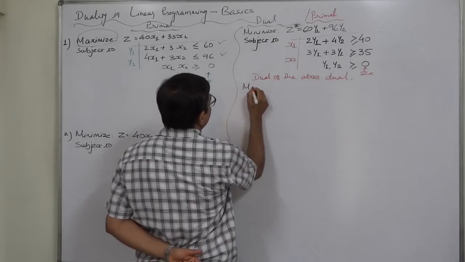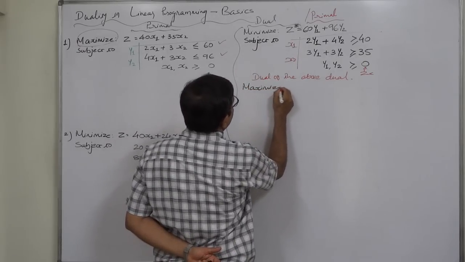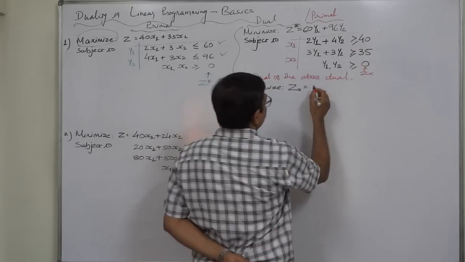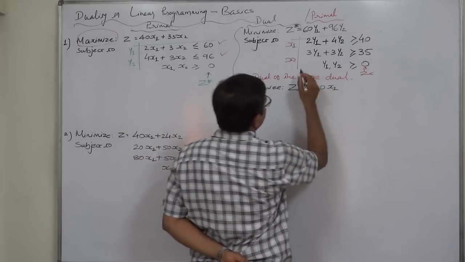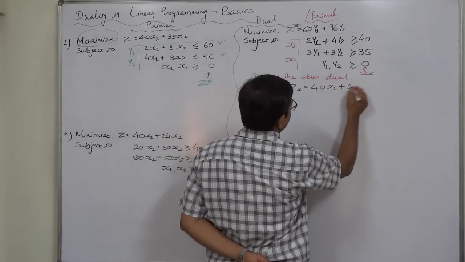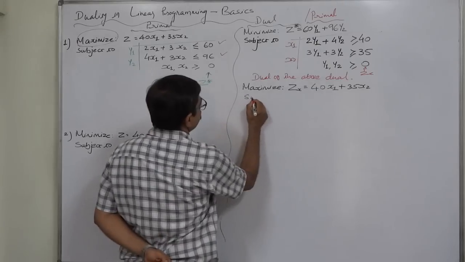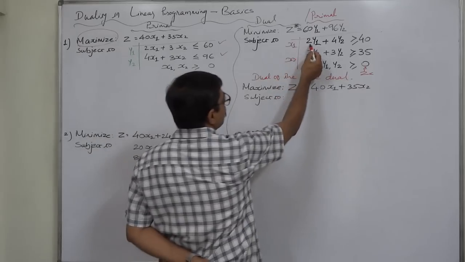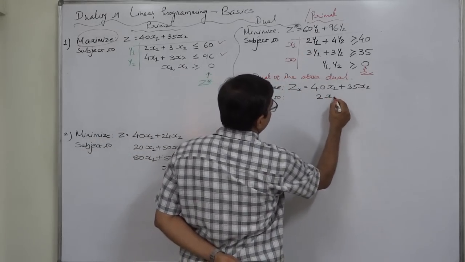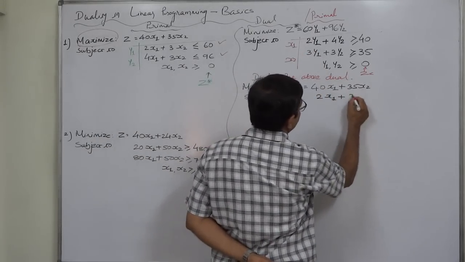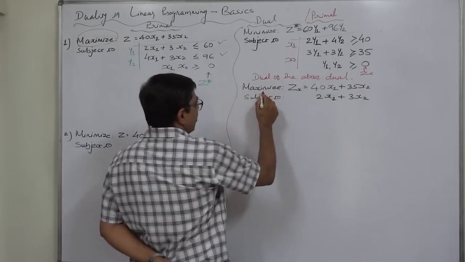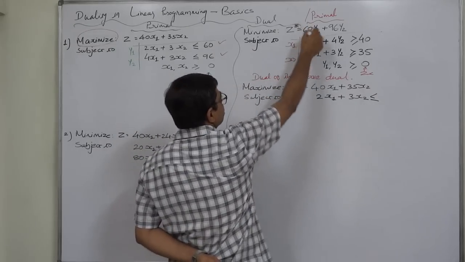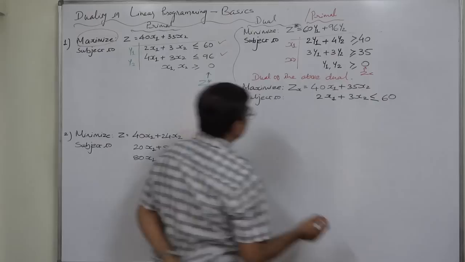Minimize, the objective will now be maximize. Z or Zx will be 40 x1 plus 35 into x2, subject to the constraints. The first constraint will be 2 into x1 plus 3 into x2. The sign will now be less than or equal to, opposite to greater than or equal to, and this 60 will now be the right hand side value.